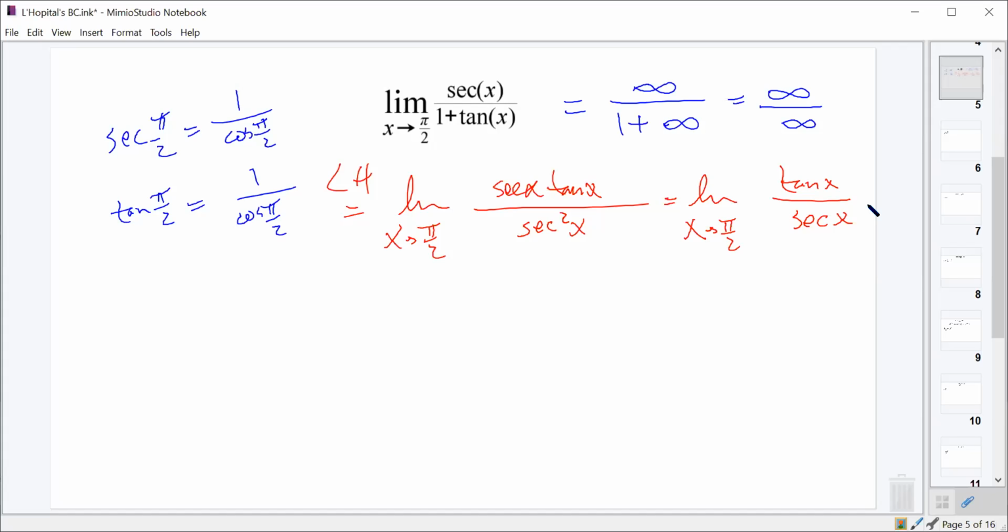And what do you get if you plug the pi over 2 into that? What's the tangent of pi over 2? It's 1 over the cosine of pi over 2, or 1 over almost 0, so infinity. And same with the secant, right? Still infinity over infinity. So what should we do next?